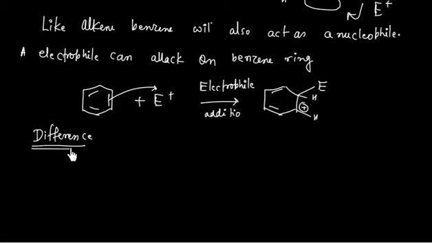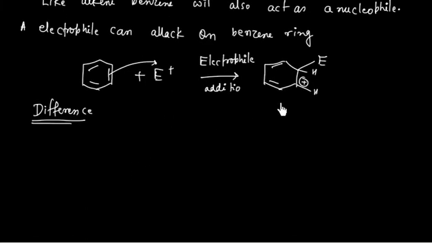Now if you see the second step of alkene, we have addition of a nucleophile. But in the second step of benzene, we do not have an attack of a nucleophile. In this case, this compound is not aromatic. It had 6 electrons and was aromatic, but this is not aromatic.